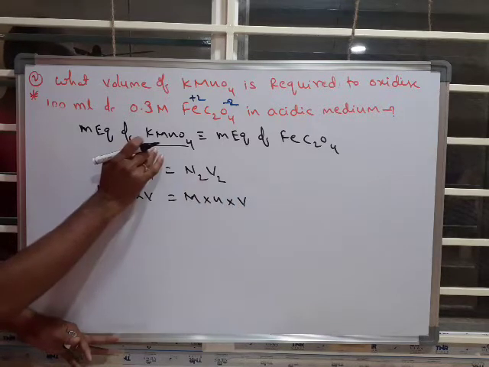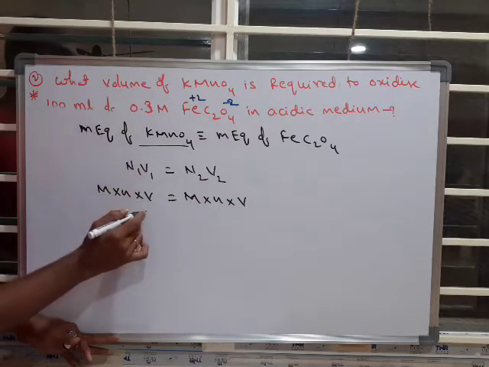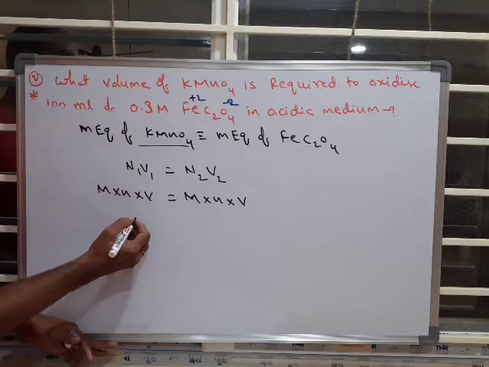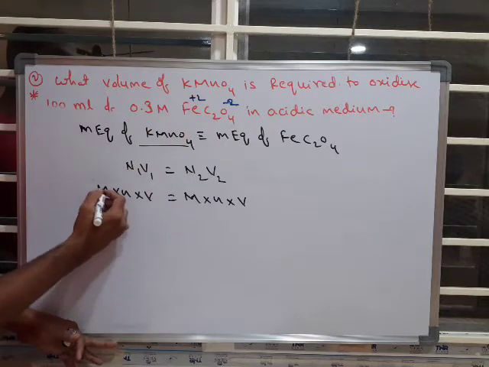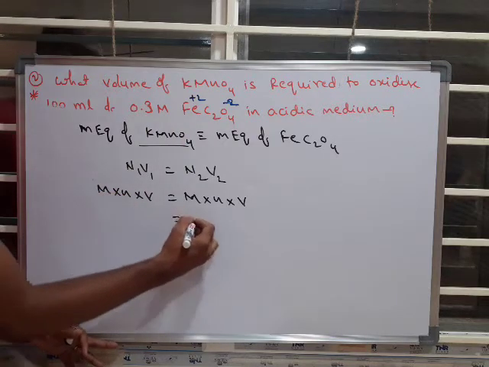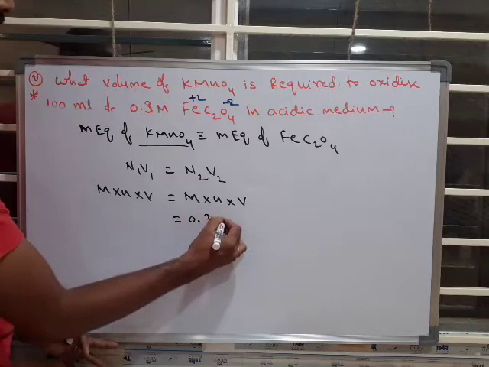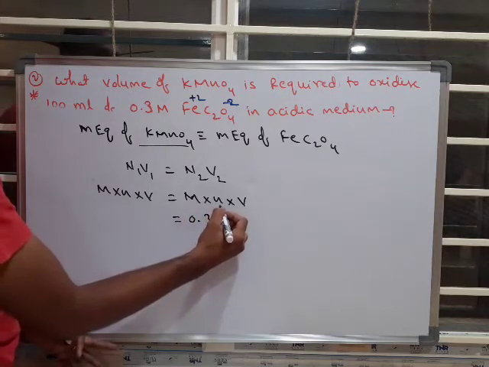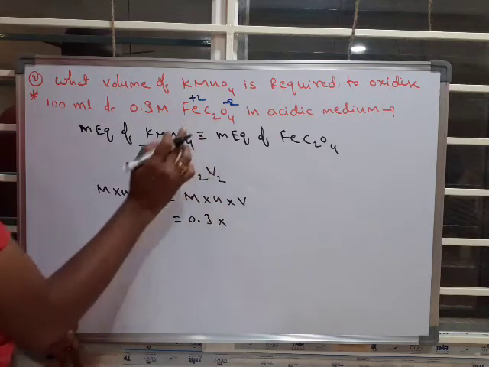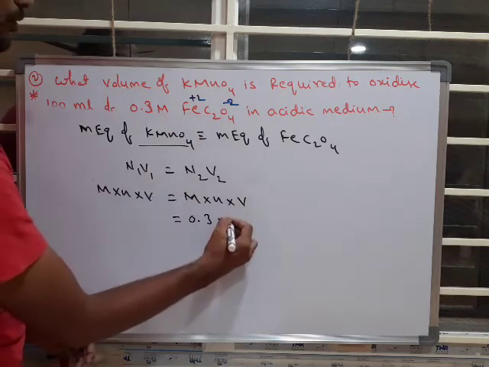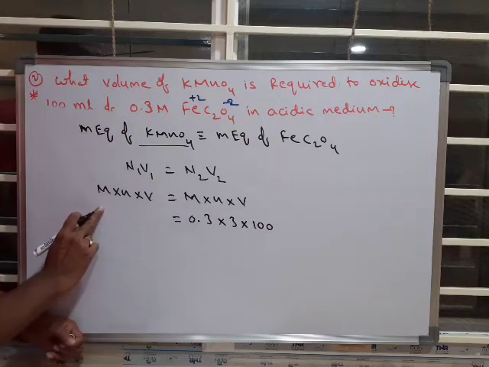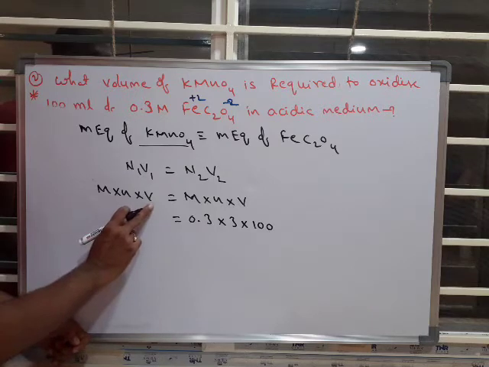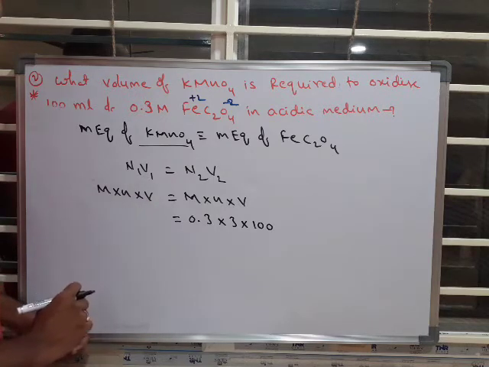Here we took potassium permanganate, so we need the volume of potassium permanganate. We have to find out the volume required to oxidize 100 milliliters of 0.3 M ferrous oxalate. Next, what is the n factor for oxalate? 3. And its volume is 100 milliliters. Here we don't know the molarity of permanganate, so M into N into V, and actually we have to find out the volume here.